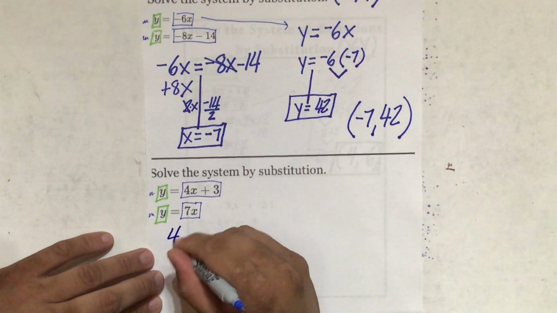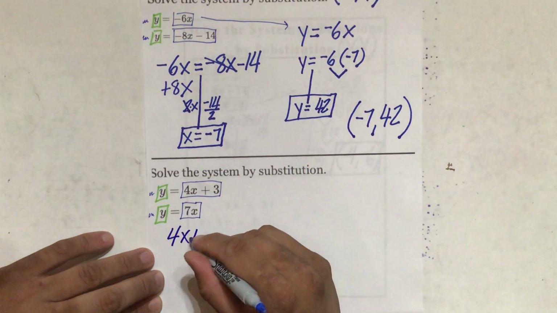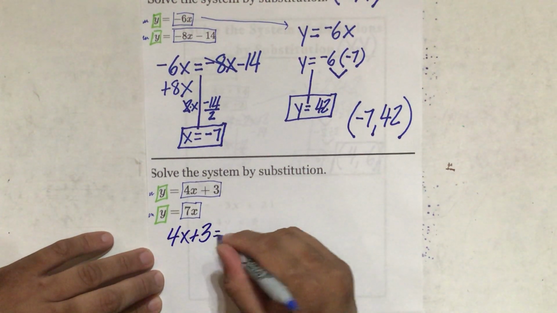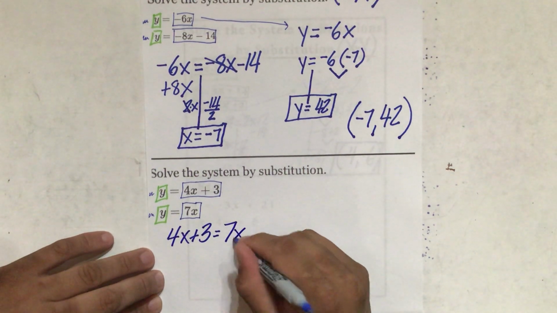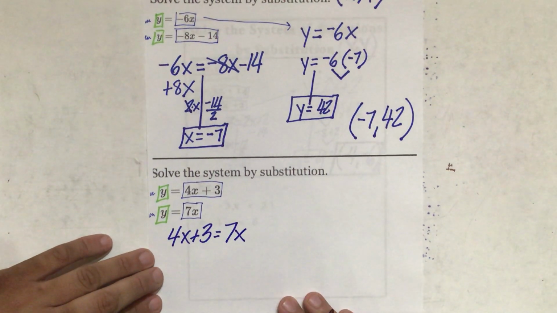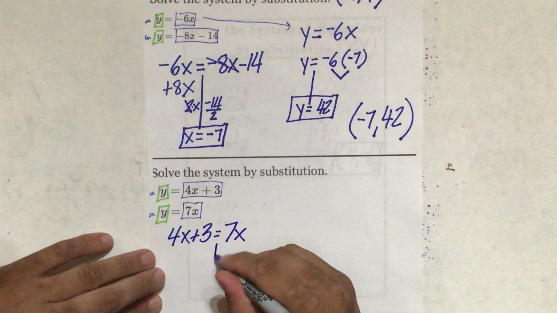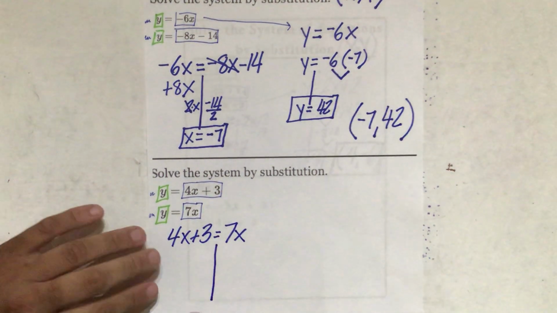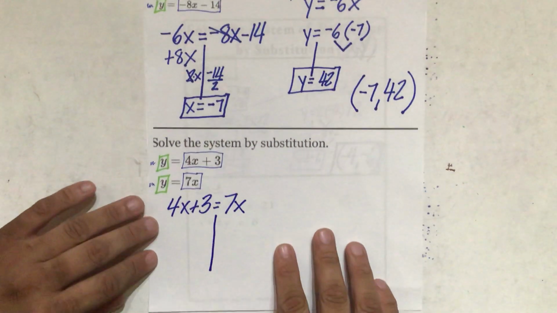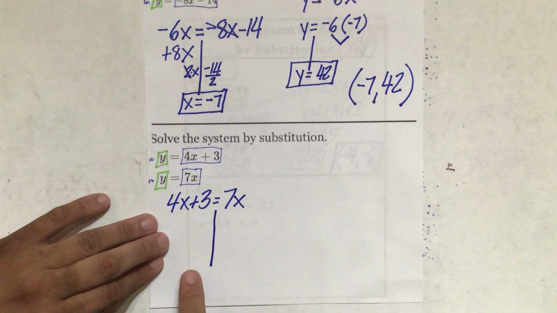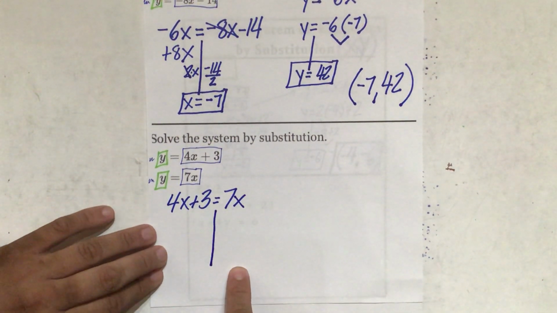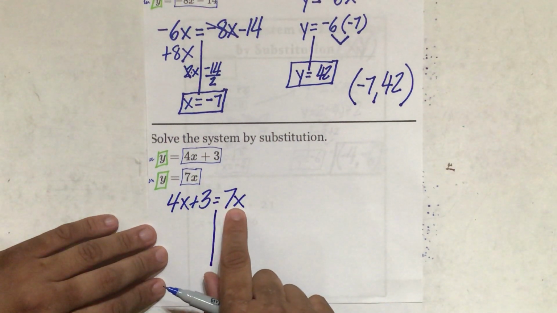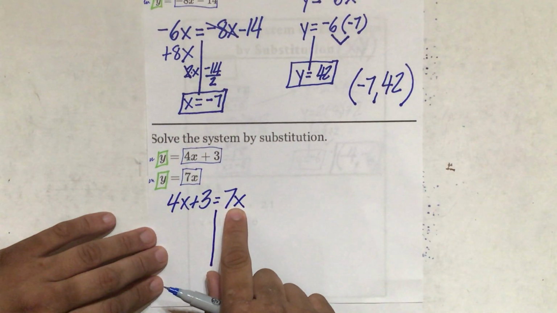So 4x plus 3 is equal to 7x. Look at that. Now I'm going to draw my line of separation. Instead of putting my x here on the left side, I'm going to put it on the right, because look, 7x is already here by itself.